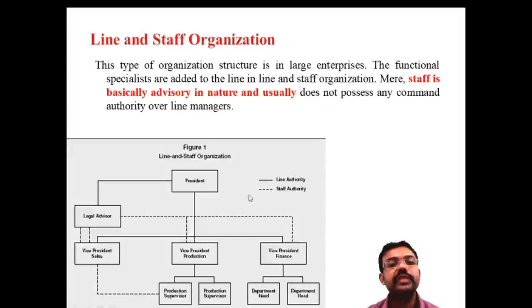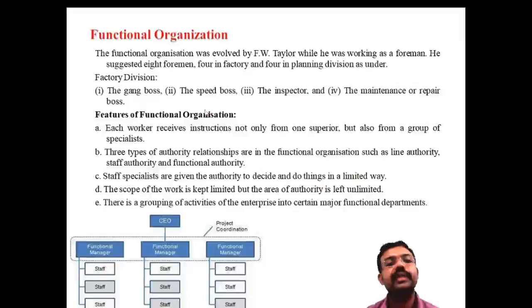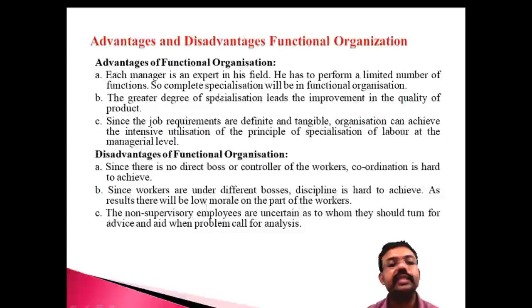Line and staff means there are 2 types, line and staff. The staff gives the necessary advice. So there is a line and staff organization. These are the advantages and limitations. The third one is the functional organization. Functional staff are appointed to control the activities. That category was put forward by F.W. Taylor. These are the characteristics, advantages and disadvantages of the functional organization.